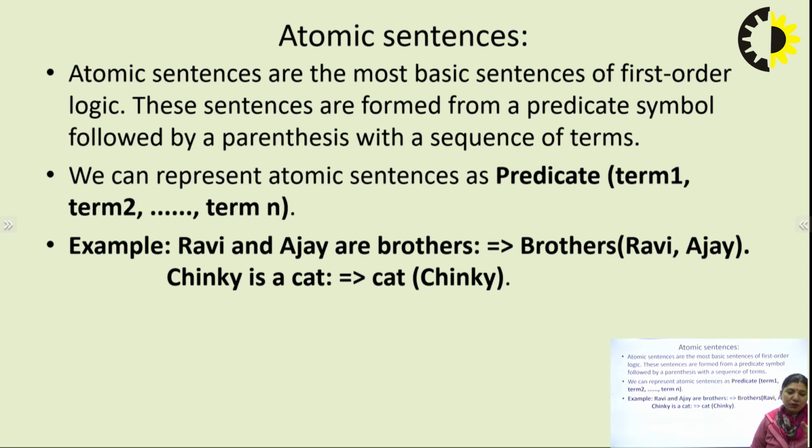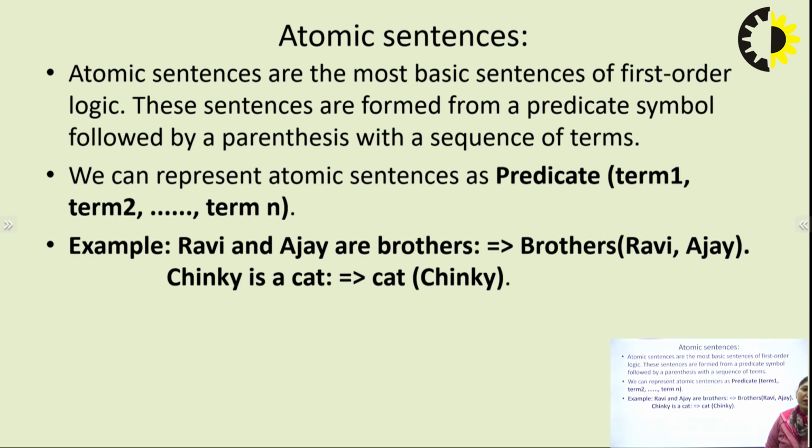First we will see what the syntax is, how we represent that predicate. We can represent the atomic sentence as predicate, bracket starting, term 1, comma, term 2, till term n. That is how we represent the predicate value. That is the atomic sentence. For example, Ravi and Ajay are brothers. It's a simple statement, but now I want the machine to understand it. That means we can write the predicate like this: brothers, in brackets Ravi, comma, Ajay.